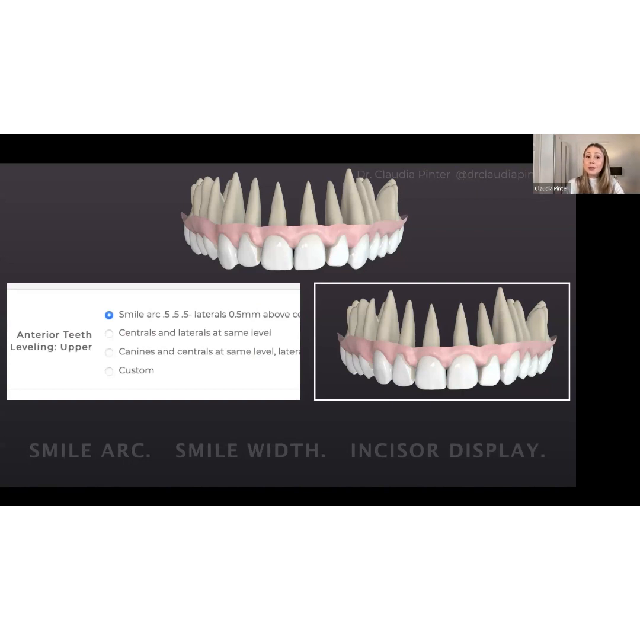You can put that into your clinical preferences. If you go to your clinical preferences, just click the first button, smile arc, 0.5 laterals above centrals, etc. But it's so easy to get that in a software. We want to learn how to achieve that in a patient, because in the software, you can do everything. It's the biomechanics that make the simulation and the software work.